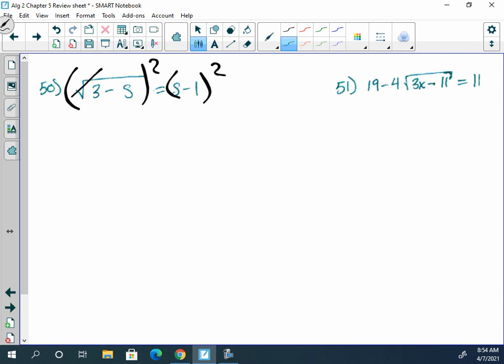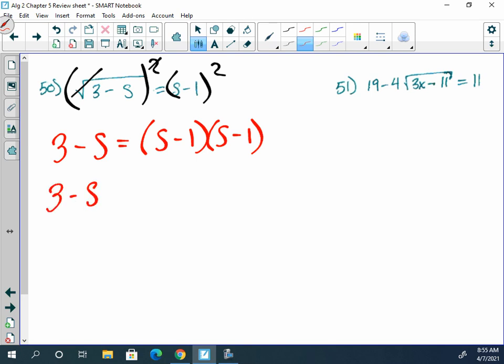square both sides, because the square root and square will cancel, leaving us with 3 minus s. But on the other side, we have s minus 1 squared, which is the same as s minus 1 times s minus 1. Well, we're going to have to multiply this out. Well, s times s is s squared. S times negative 1 would be negative s. Negative 1 times s would be negative s. And negative 1 times negative 1 would be plus 1.